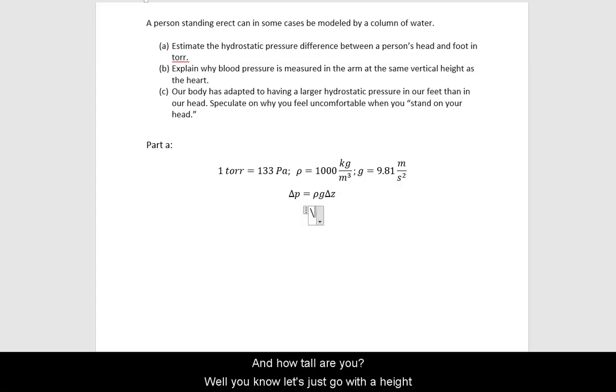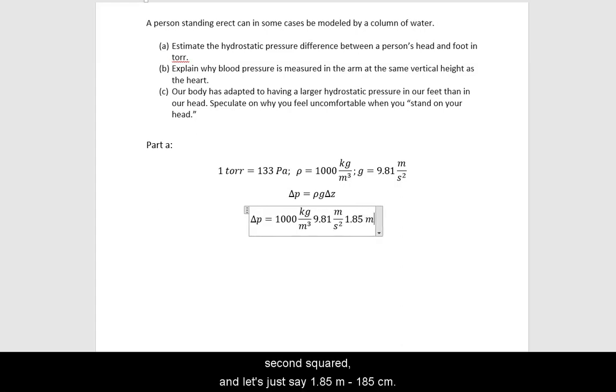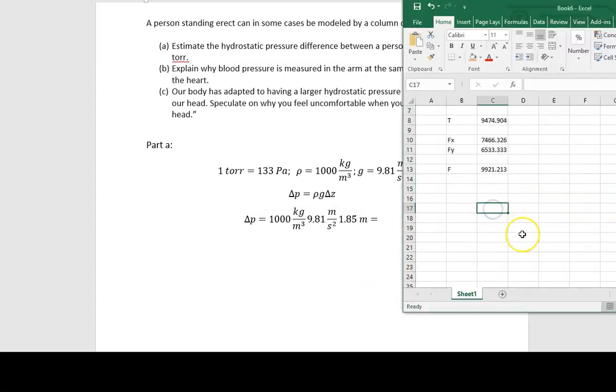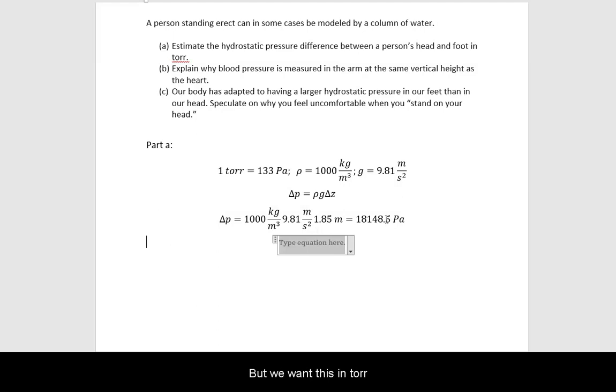Well, let's just go with a height of, so we got 1,000 kilograms per meter cubed. We've got 9.81 meters per second squared, and let's just say 1.85 meters, 185 centimeters. So what are we going to get if we pop over to Excel and we've got 1,000 times 9.81 times 1.85? So 148.5, 148.5 pascals.